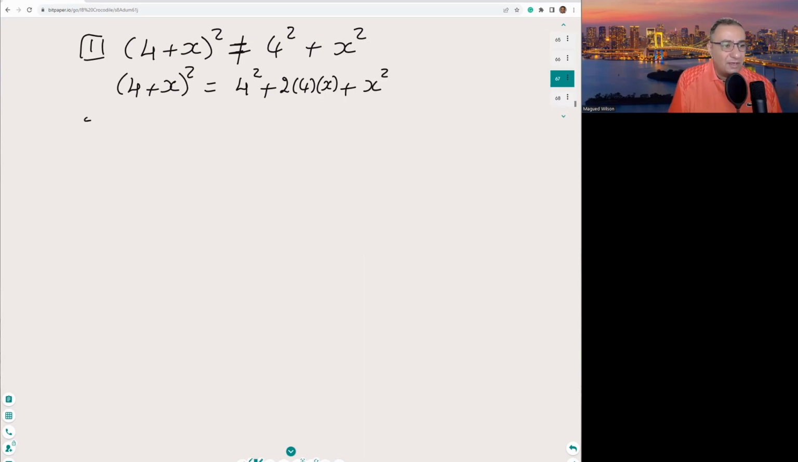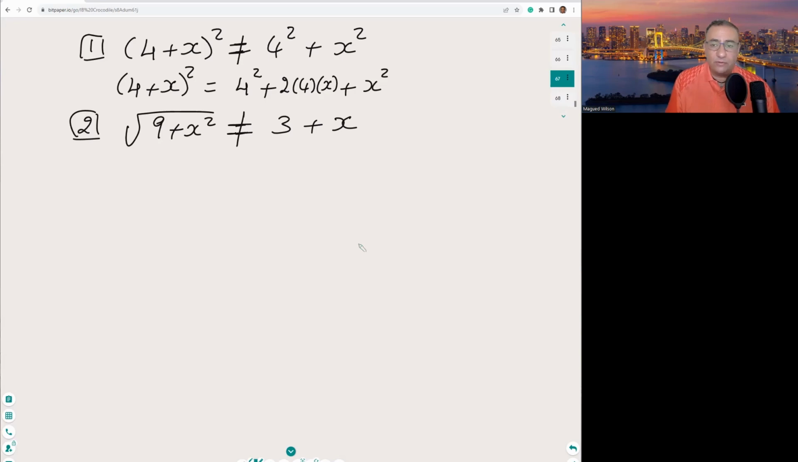Very good. Now the second mistake is, let's say we've got the square root of 9 plus x squared. Someone may say, oh, the square root of 9 is 3, and the square root of x squared is basically x, and everyone is happy. But definitely it's not the case, because the square root cannot be distributed over addition or subtraction. So that is not possible. This is a fatal mistake.